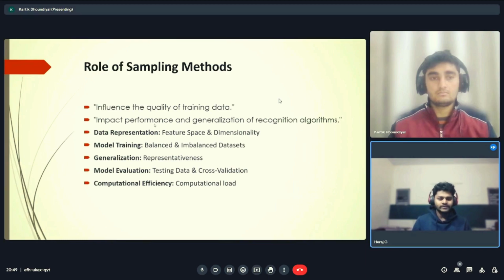So, what is the role of sampling methods? The two main roles of sampling methods are that they influence the quality of the training data, and they also impact the performance and generalization of recognition algorithms.